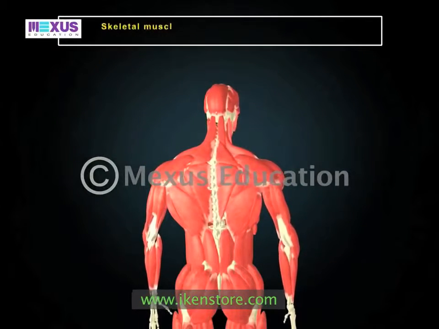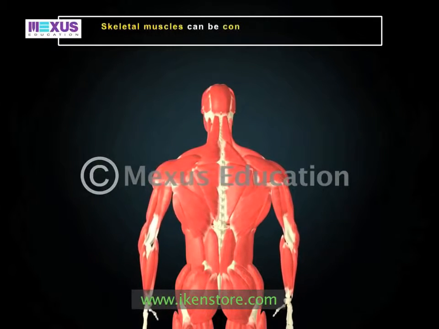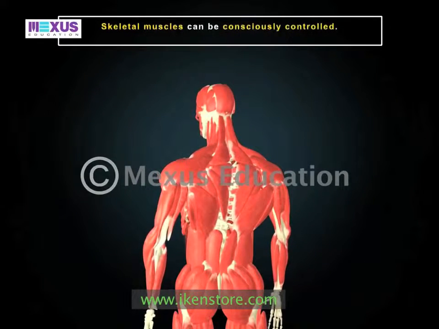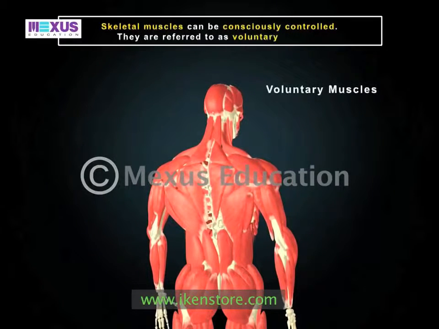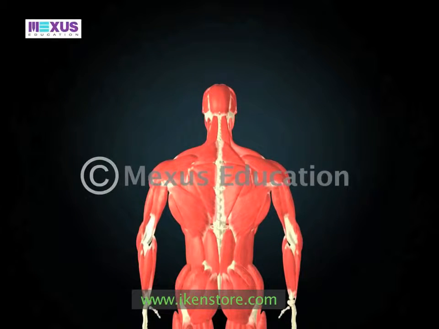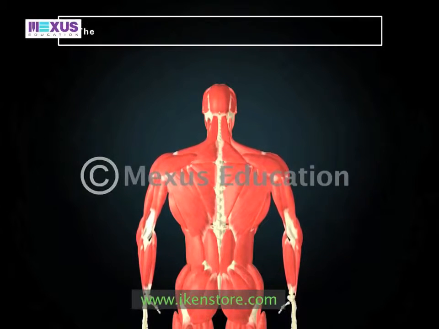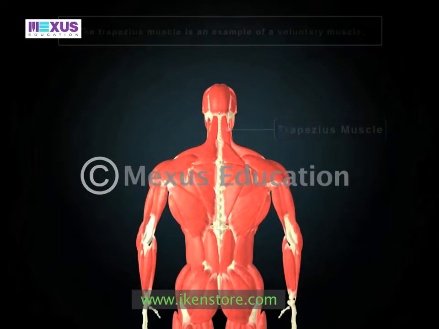As skeletal muscles are controlled by the somatic nervous system, they can be consciously controlled. Such muscles are also referred to as voluntary muscles. When you push your shoulder blades together, you are using your trapezius muscle. This is an example of a voluntary muscle.